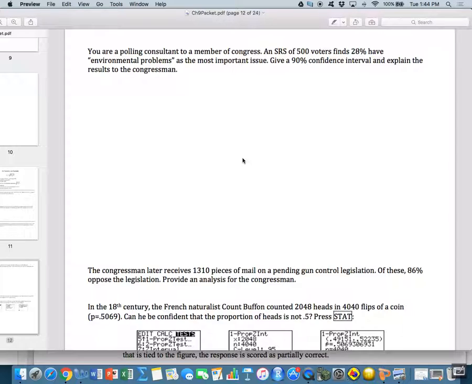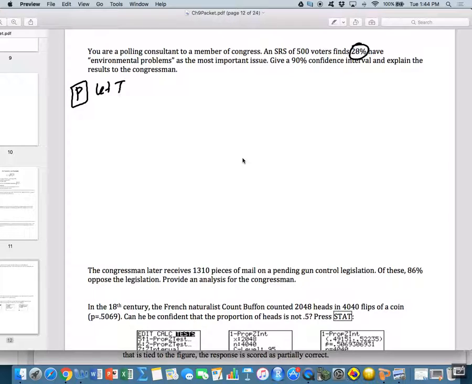Okay. So what they tell us is that 28% of these voters have environmental problems as the most important issue. That comes from a sample. That's a proportion. That's p, your sample proportion. So what we're going to estimate is the population proportion of people who have environmental problems as the most important issue. So that's our pi. In this section, it's always going to be proportion.